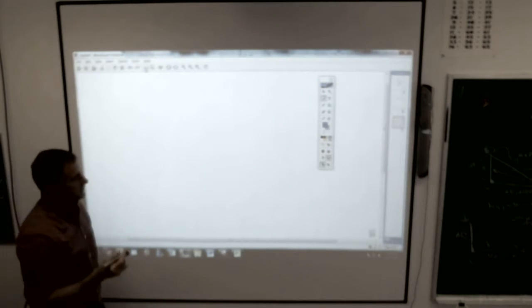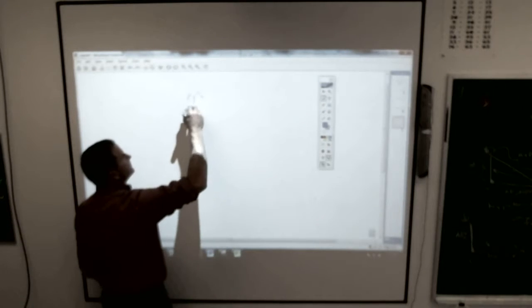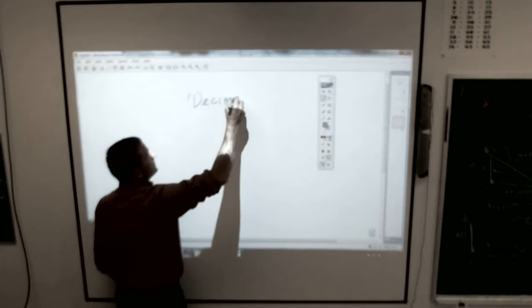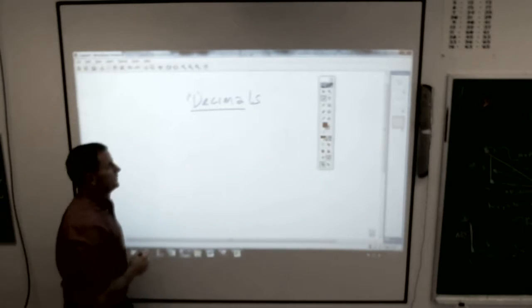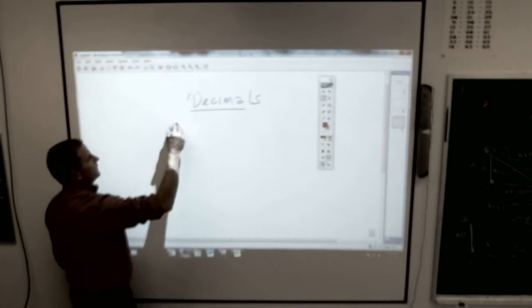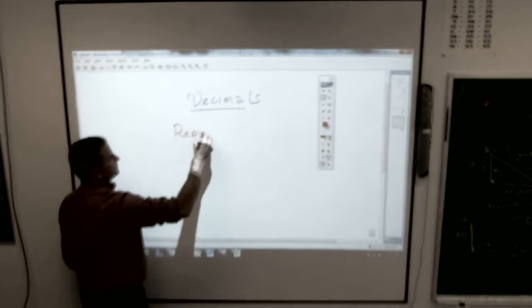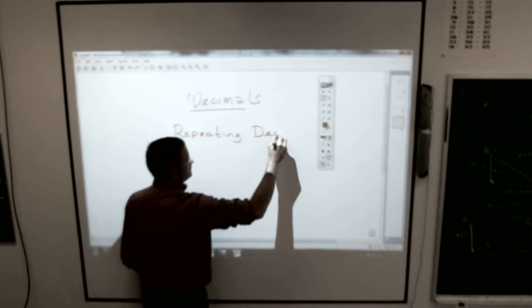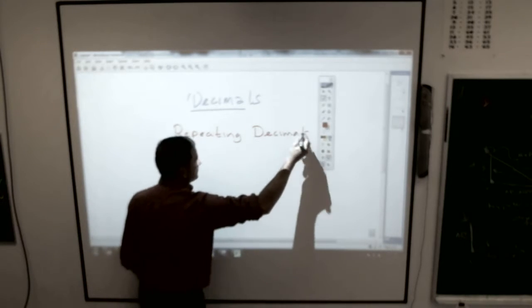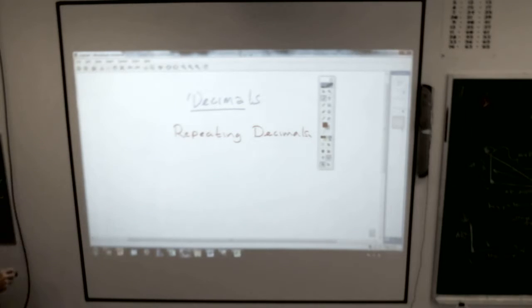Under decimals, please, ladies and gentlemen. Under decimals. Today we talk about repeating decimals. And here is the gist of that.